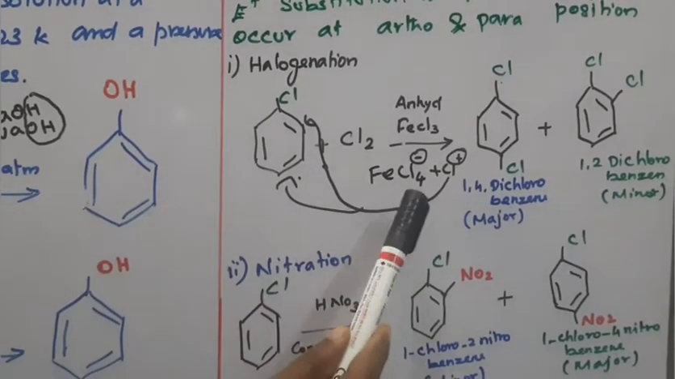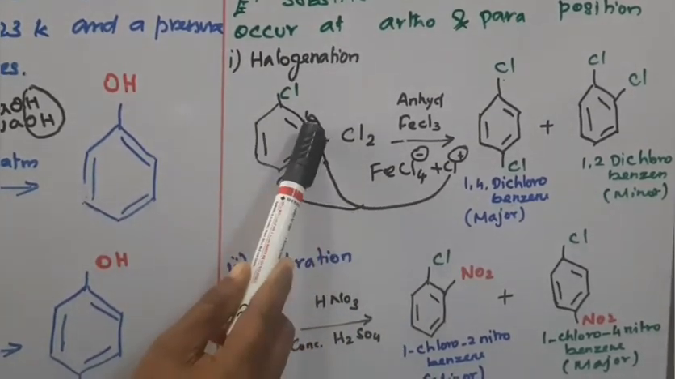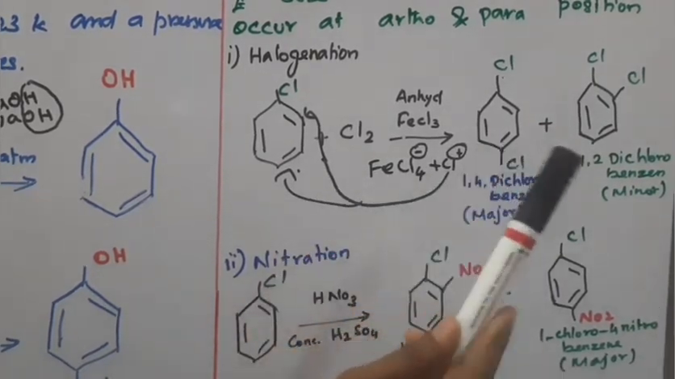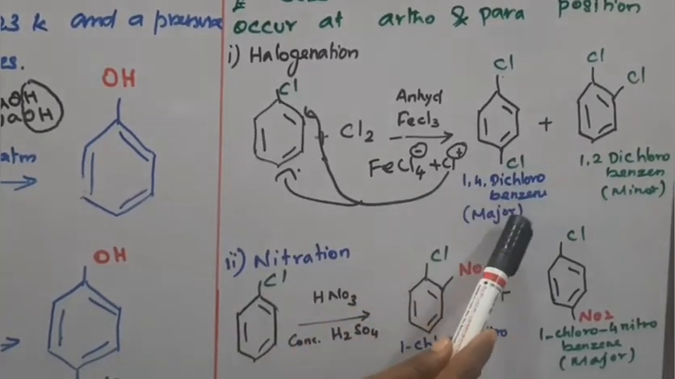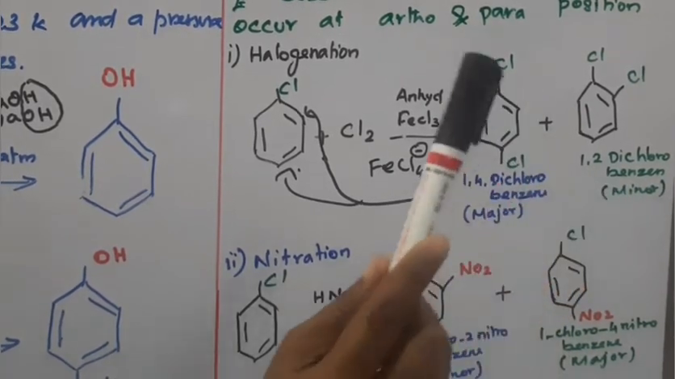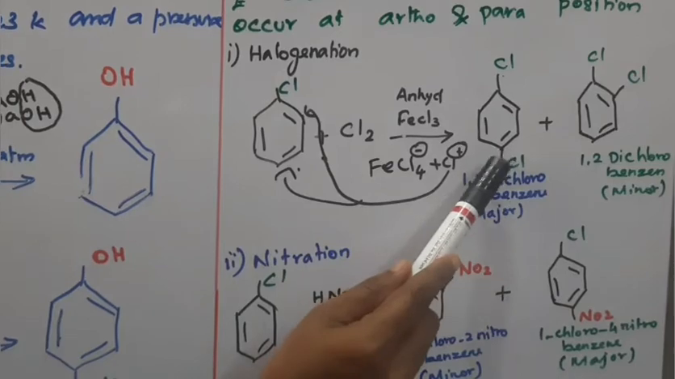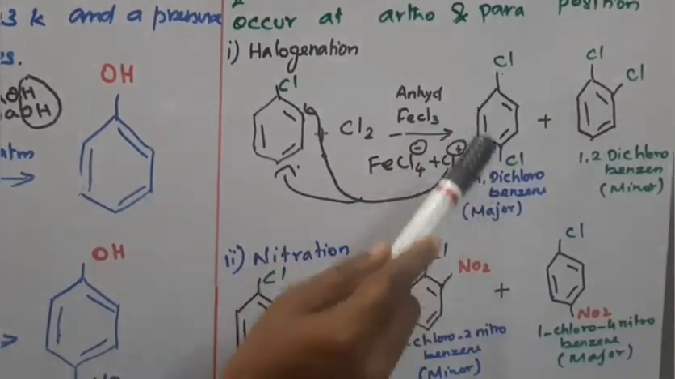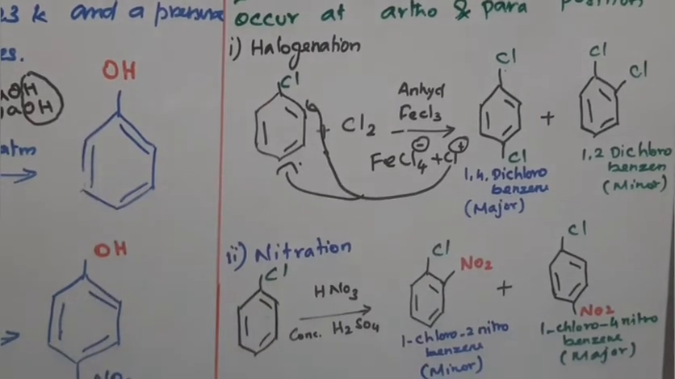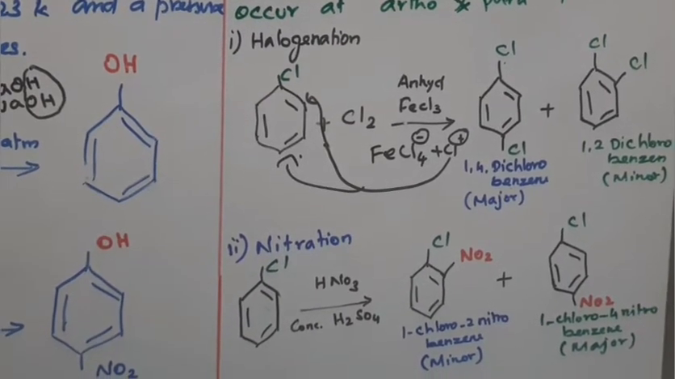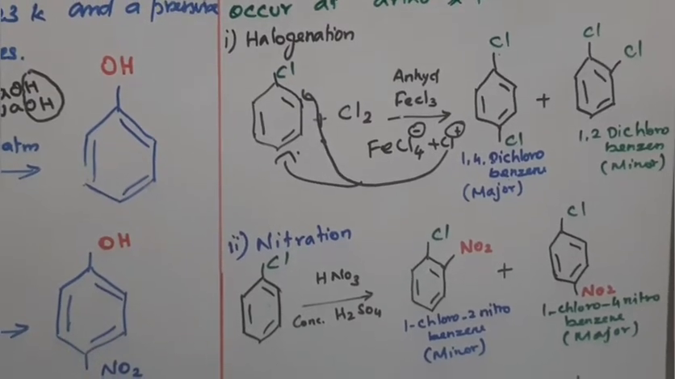Here this electrophile goes and attacks the ortho position as well as the para position. We can get two products, 1,4-dichlorobenzene and 1,2-dichlorobenzene. Here you see which one is the major product. The para position is always the major product because of symmetry. We cannot split it up easily because of the strong, symmetric lattice.